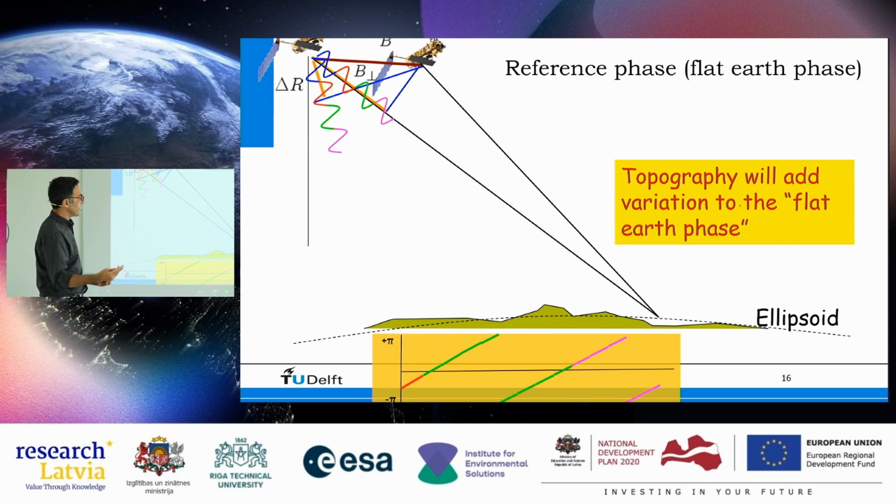So we're first measuring this. We see all the different cycles. And then we're subtracting the ellipsoid, which we can compute, and the difference is then the elevation.